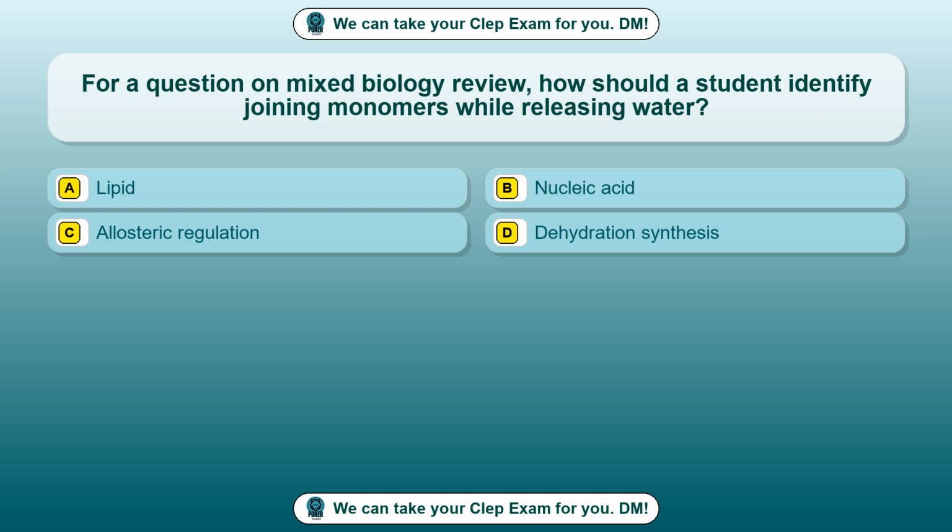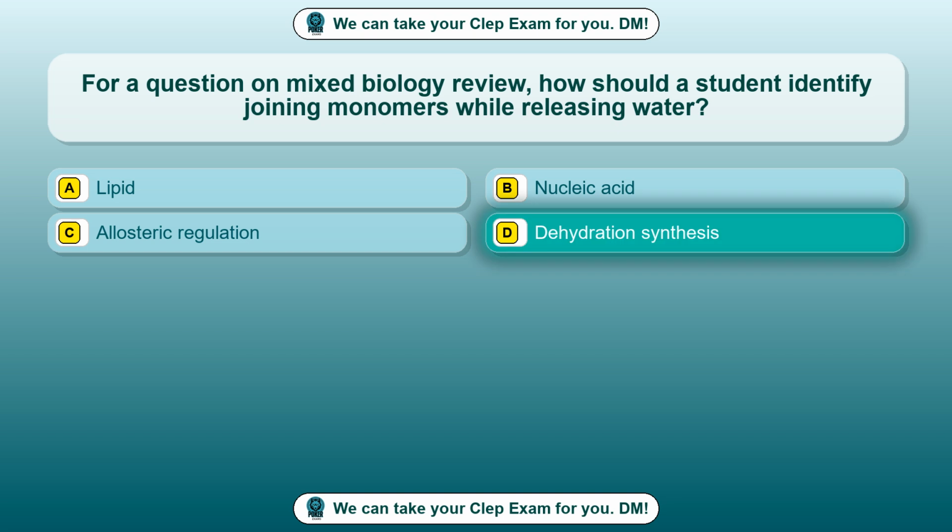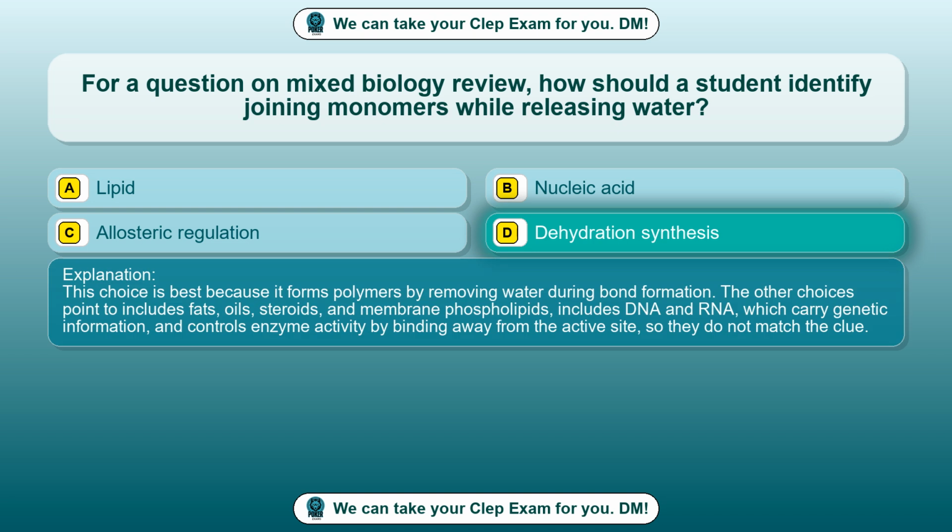Question 72. For a question on mixed biology review, how should a student identify joining monomers while releasing water? Option A, lipid. Option B, nucleic acid. Option C, allosteric regulation. Option D, dehydration synthesis. The correct answer is option D, dehydration synthesis. This choice is best because it forms polymers by removing water during bond formation.